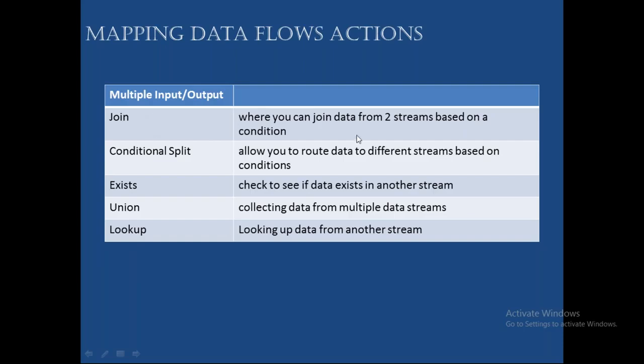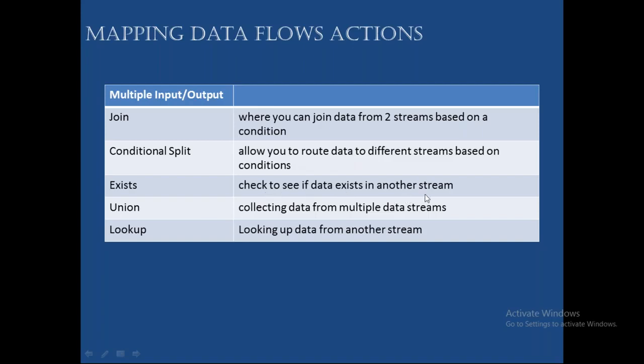Okay, see, join, where you can join data from two streams based on a condition. Maybe the condition says you want to apply something like a left join, right join, cross join, inner join. You have different joins, so you need to tell what kind of join based on your condition. Input streams will be joined. Conditional splits allow you to route data to different streams based on a condition. When I say location equal to US, all that data will go into one flow. All remaining records will go to the other flow. So that's how you are going to get the two outputs. You are going to route the data based on your condition.